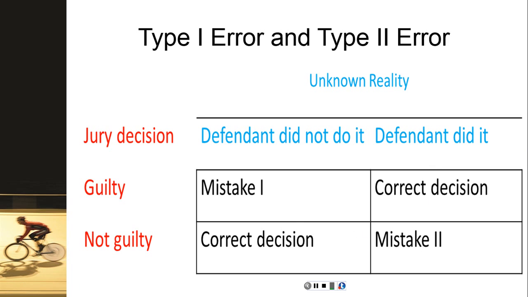Mistake number 2 and mistake number 1 are both undesirable. However, one is worse than the other. You probably need to think about it on your own. Which one is worse? Putting an innocent person in jail or letting a guilty person go? Let me give you a hint. In both mistakes, you didn't get the right person who is responsible for the crime. But in mistake number 1, on top of not getting the right person, you also put an innocent person in jail. In this kind of situation, you ruin people's lives.